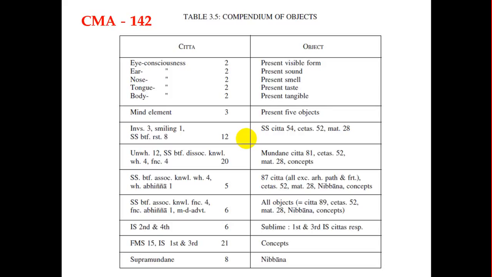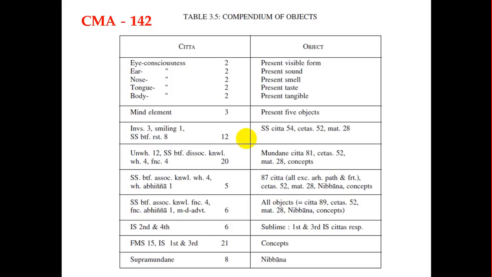20 Cittas will take mundane object and concept. Among the mundane, we have sense sphere object and sublime object. So these 20 Cittas take sense sphere object, sublime object and concept object, but they cannot take supramundane object. But 5 Cittas, the sense sphere beautiful Cittas associated with knowledge and also the wholesome abhinna, direct knowledge Citta, can take all objects other than Arahatta Magga and Arahatta Phala.